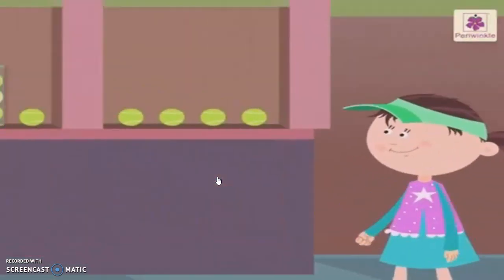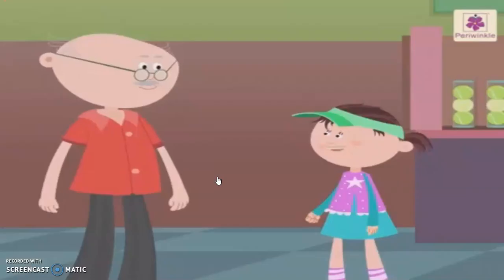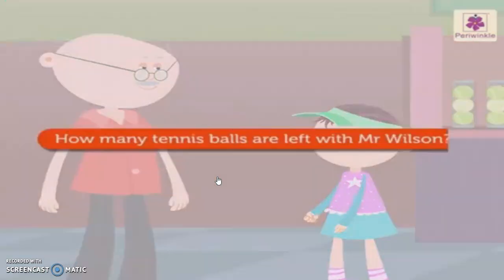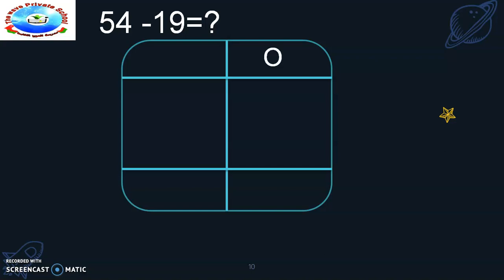Look, Anu has come to buy some tennis balls. There are 54 tennis balls. Anu bought 19 tennis balls. How many tennis balls are left with Mr. Wilson? We have to subtract 19 from 54 to get the answer. Our first step is we write the numbers as per their place values in ones column and in tens column. We need to write the number 54 first and we need to subtract 19 from the number 54.